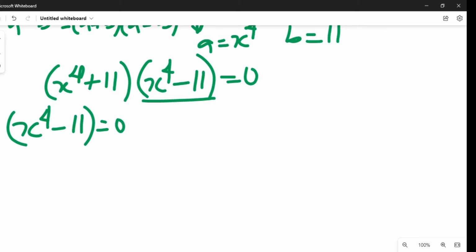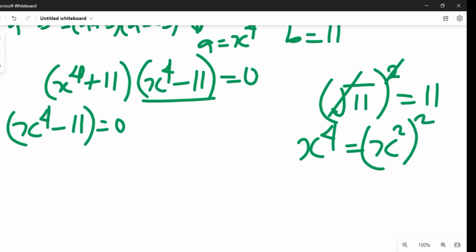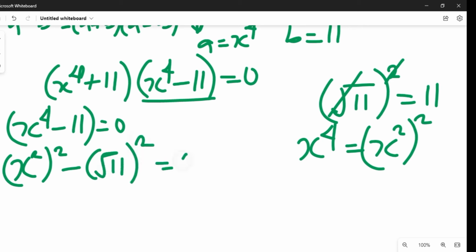Now to solve this, we should note something, that the square root of 11 raised to power 2 is still equal to 11. Why? Because square can always cut square and we'll get 11 as our result. So we are going to apply them in this equation. And remember, x raised to power 4 can also give us x squared all squared. So if we apply that here, we're going to have x squared all squared minus square root of 11 all squared equal to 0.